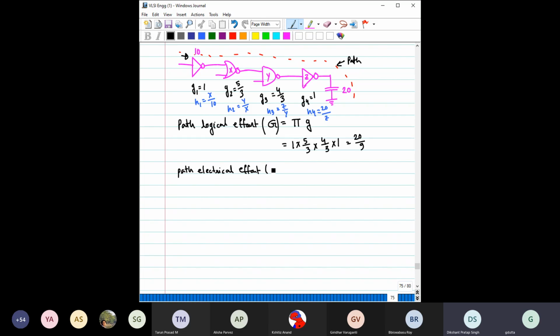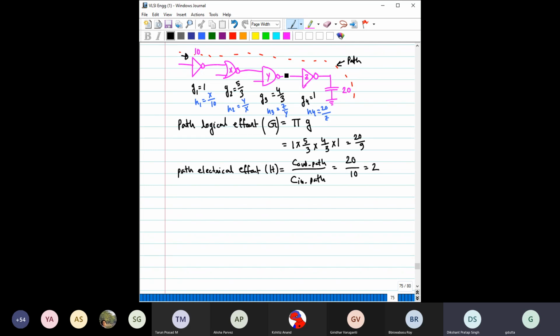Path electrical effort is denoted as capital H. So capital H is given as C out of this path divided by C input of this path. What is the output capacitance in this path? Output capacitance is the final capacitance, that is 20, divided by the input capacitance in this path. Here it is 10. So this value of capital H is 2.